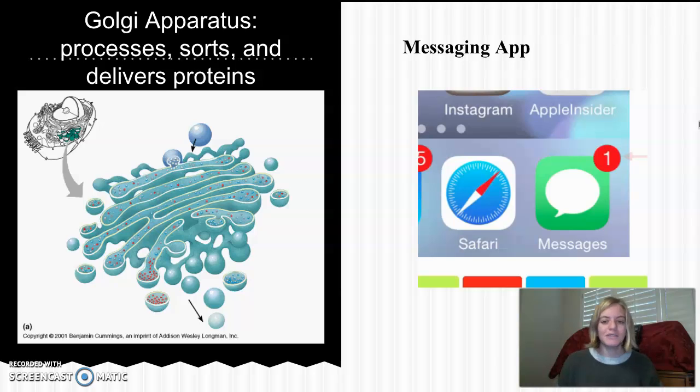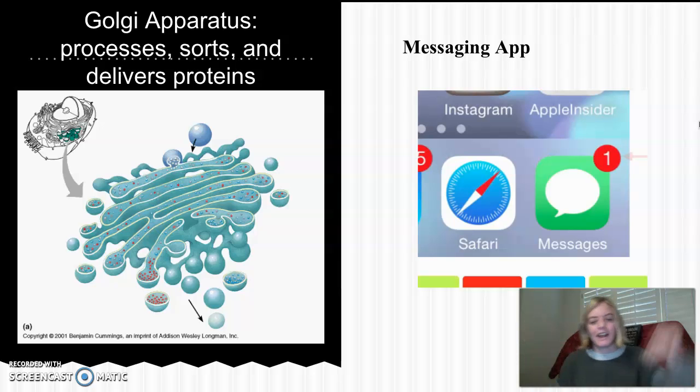And so this is kind of like the messaging app on your phone, because that app is responsible for sorting the messages, like who you get messages from, delivering new messages, and then processing the messages that you do receive so that it tells you, hey, you got a message. So the Golgi Apparatus, I kind of do this because it's like sending a message. That's what it's doing, all right?